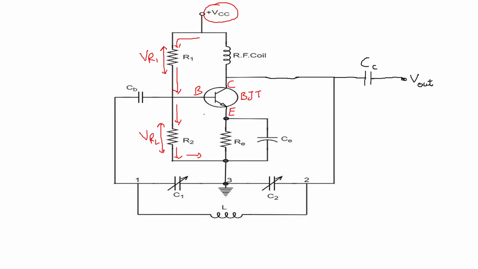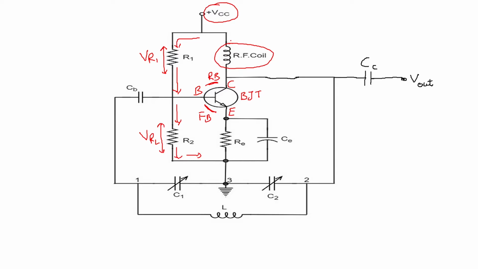These voltages ensure that the transistor is operating in the active region, that is, the base emitter junction is forward biased and the base collector junction is reverse biased, so the transistor works in active mode. We don't want the transistor to work in saturation or cutoff mode. We want to use the transistor as an amplifier, and for that it should work in the active region. That purpose is solved by the resistor divider network R1 and R2, the voltage divider biasing network. And you have a radio frequency coil in the collector region of the transistor, so that it produces very high impedance.